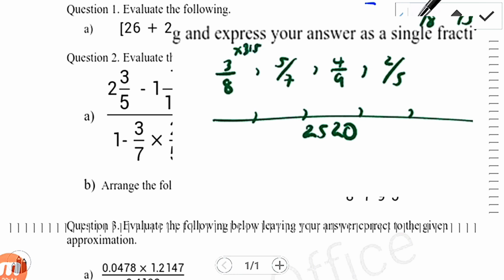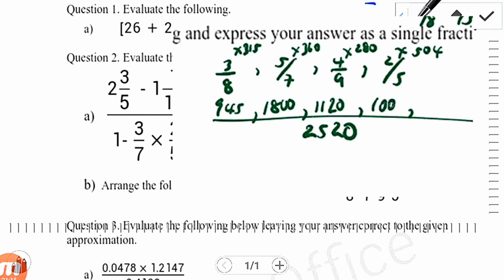You can verify that. When I checked 7 into 2520, I got 360 times. Then when I did 9 into 2520, I got 280 times. And 2520 divided by 5 gave me an answer of 504 times. Now, once I multiplied the numerators, I ended up with 945, 1800, 1120, and I also ended up with 1008.